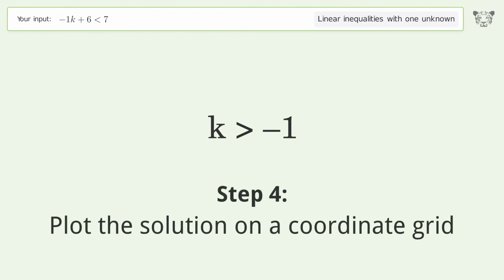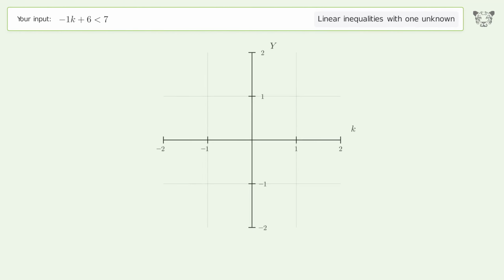Plot the solution on a coordinate grid. And so the final result is k greater than -1.